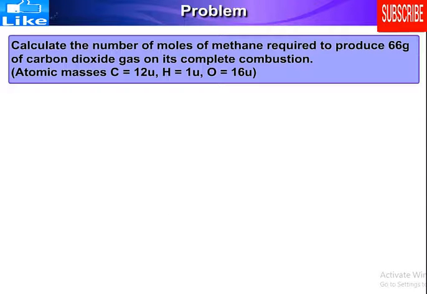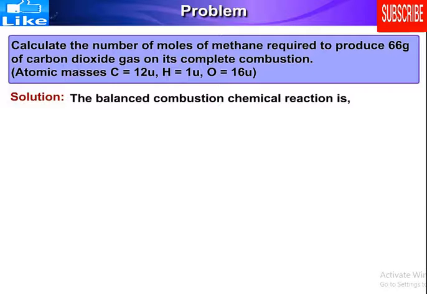Calculate the number of moles of methane required to produce 66 grams of carbon dioxide gas on its complete combustion. Atomic masses: C is equal to 12 u, H is equal to 1 u, O is equal to 16 u. Solution. The balanced combustion chemical reaction is CH4 in gaseous form plus 2O2 in gaseous form gives CO2 in gaseous form plus 2H2O in gaseous form.